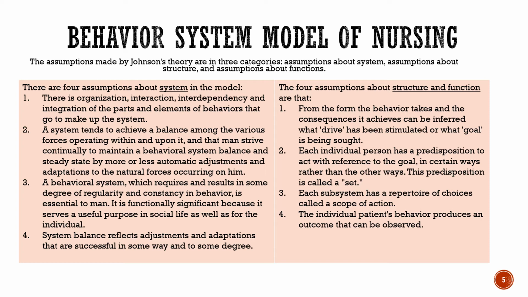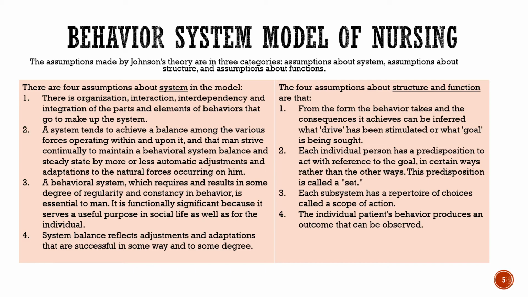These are the assumptions made about the system, the structure, and about the functions. On the left-hand side, there are 4 assumptions about the system in the model. Number 1, that all of these make up the system: organization, interaction, interdependency, and integration of the parts and elements of behaviors. Number 2, that a system tends to achieve a balance and a man strives to continually maintain that balance. Number 3, that a behavioral system is essential to man. And number 4, that system balance reflects adjustments and adaptations that are successful in some way and to some degree.